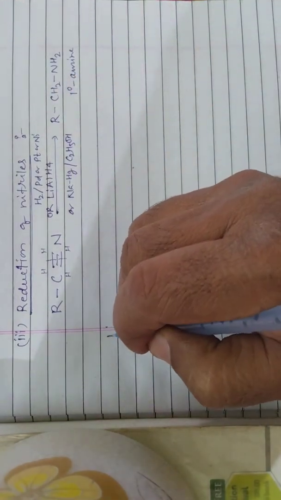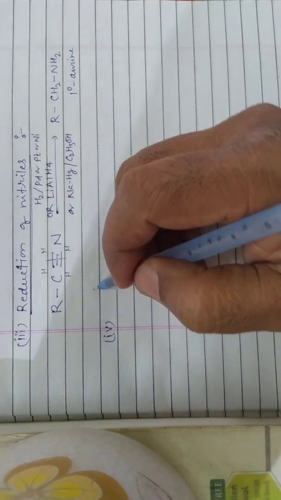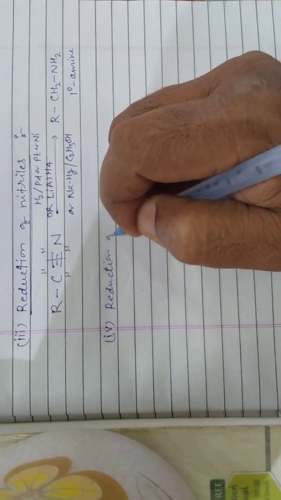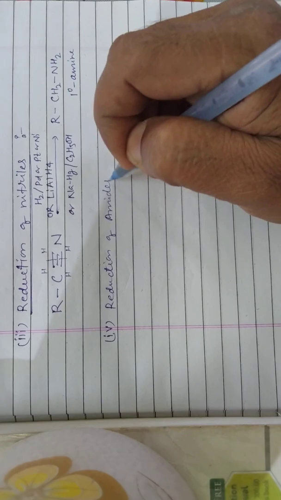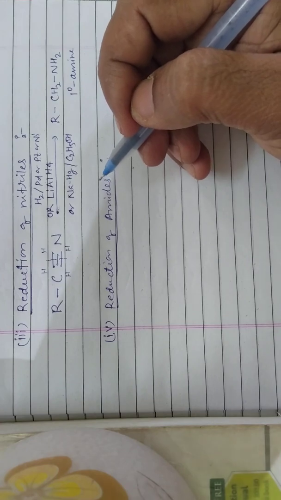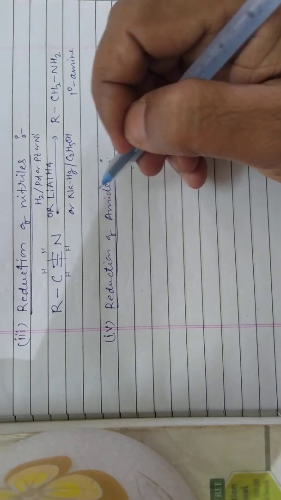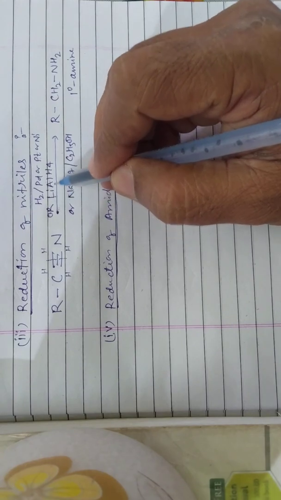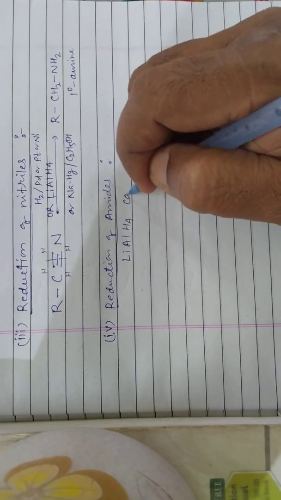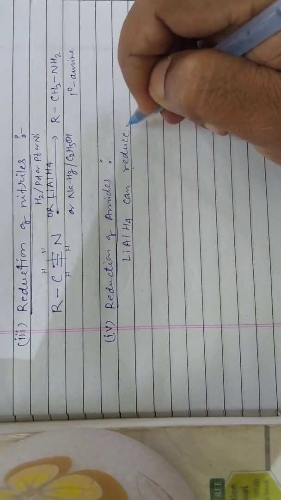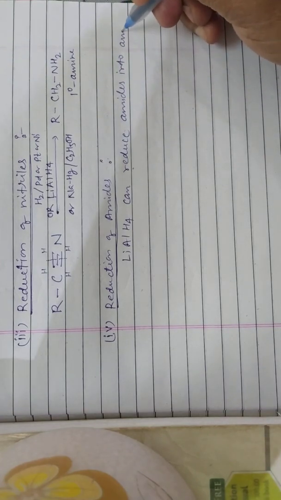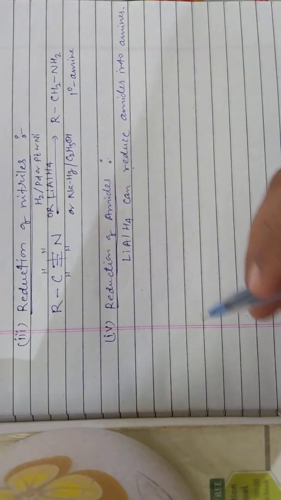Okay, the next method is reduction of amides. By reducing amides we can get the amines, but you know that amides are derivatives of carboxylic acid and cannot be reduced by a simple reducing agent. So we require lithium aluminum hydride. Lithium aluminum hydride can reduce amides into amines. So see the reaction.